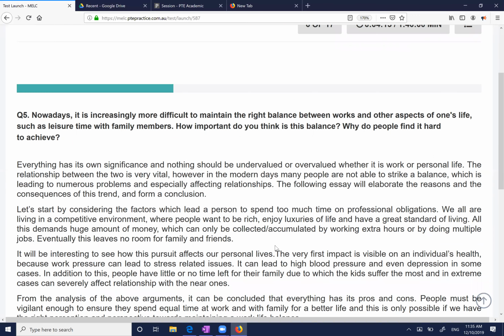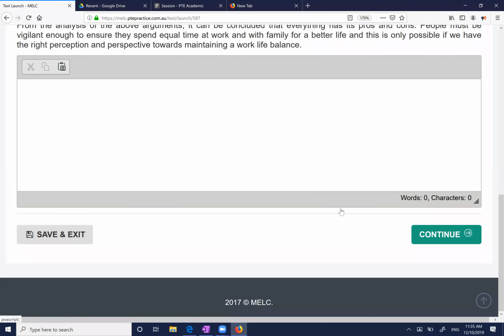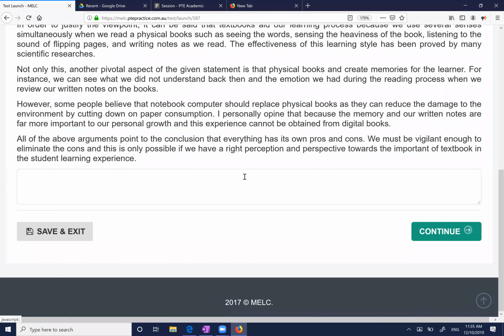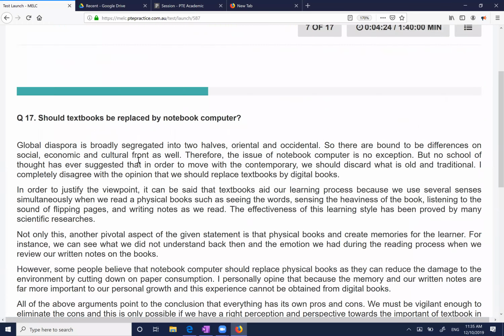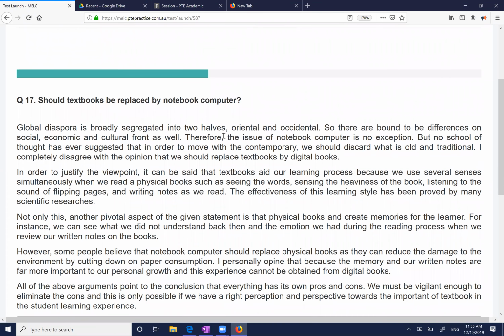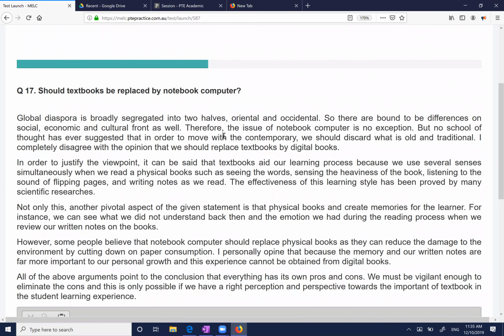Again, a descriptive essay. Mainly in the exam, you get descriptive essays. Okay, this is a question: should textbooks be replaced by notebook computers or computers? It is a question, yes or no. So which kind of essay is it, descriptive or debatable? Debatable. It is a debatable essay.